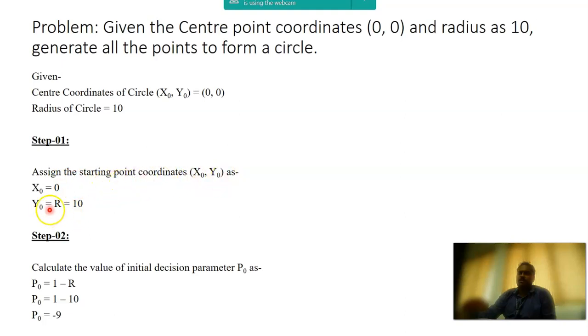Assign the starting point coordinates: x is 0, y is 10. Calculate the value of the initial decision parameter, which is p0 equal to 1 minus r, which is 1 minus 10, that is minus 9. It's a negative value, so x we have to increase, and y we have to keep in the same position, which is 10.